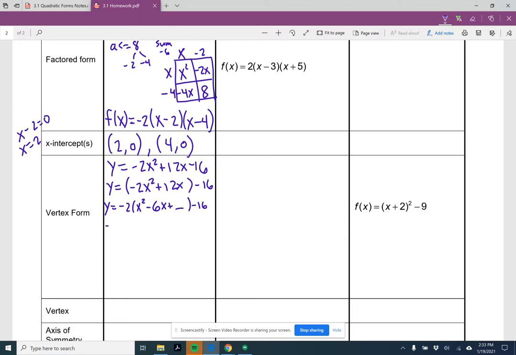And then we're going to add whatever it takes to make this a perfect square. So what's it going to be? Take the coefficient of x and chop it in half. So negative 6 chopped in half is negative 3. Square it, we get 9. So we're going to add 9. Looks like we added 9, but we really subtracted 18 because negative 2 times 9 is negative 18. So out back here, we're going to have to add 18.